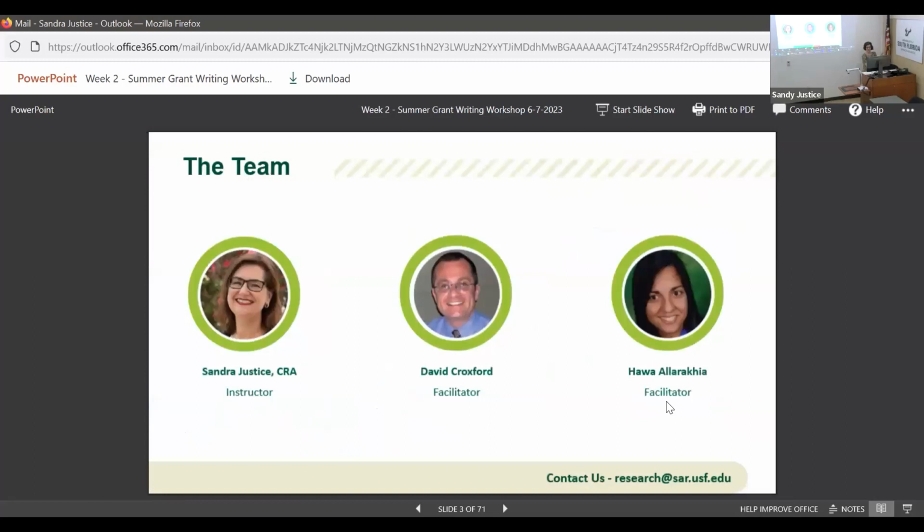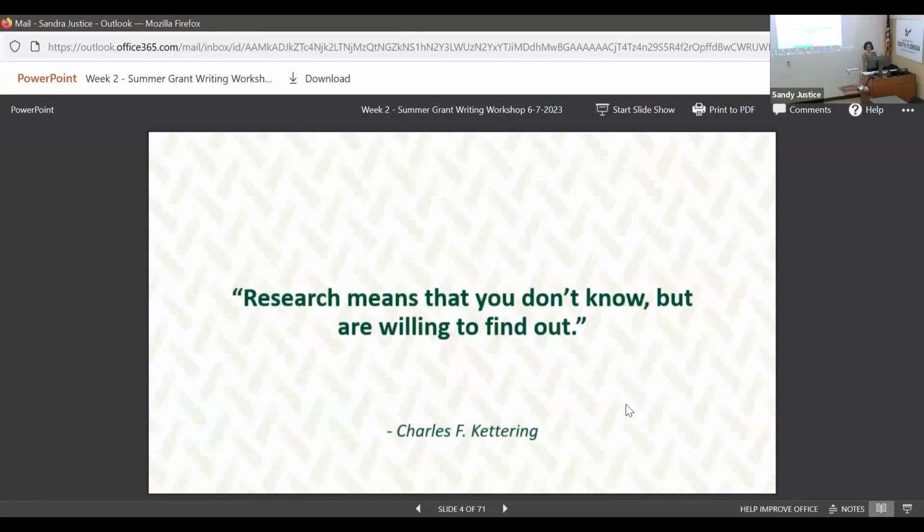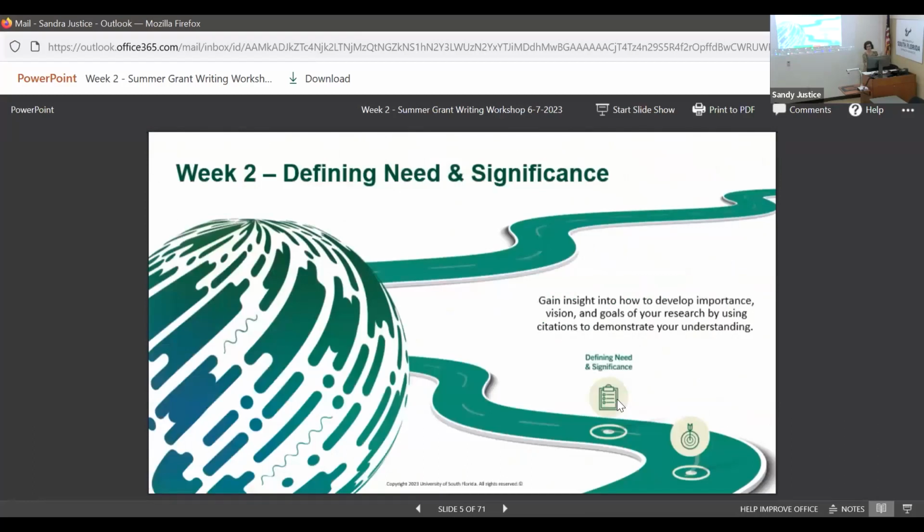Here's our team. You know us, me and David and Hawa. Research means that you don't know, but you're willing to find out. And that is a long journey, and I hope that you continue to stay the course, because this is how we advance knowledge. And through these insights, we can drive innovation, improve the life of our community, and create change.